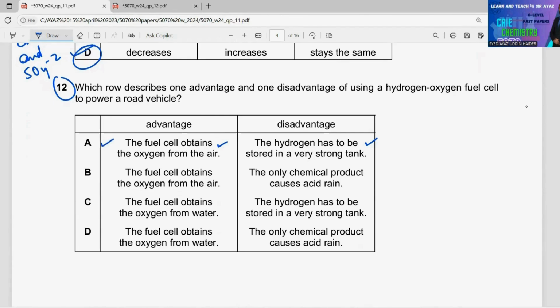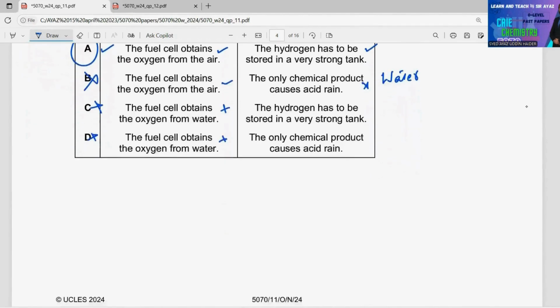For your convenience, I am checking the other responses. In B, fuel cell obtains oxygen from the air. This is correct. Disadvantage, the only chemical product causes acid rain. This is wrong, because the only chemical product in this is water, and water is not responsible for acid rain. So B is incorrect. What about C? The fuel cell obtains oxygen from water. This is incorrect. We are not getting oxygen from water. No need to read the disadvantage. So C is incorrect. What about D? The fuel cell obtains oxygen from water. Again, it's wrong. So A must be the right choice in this case.